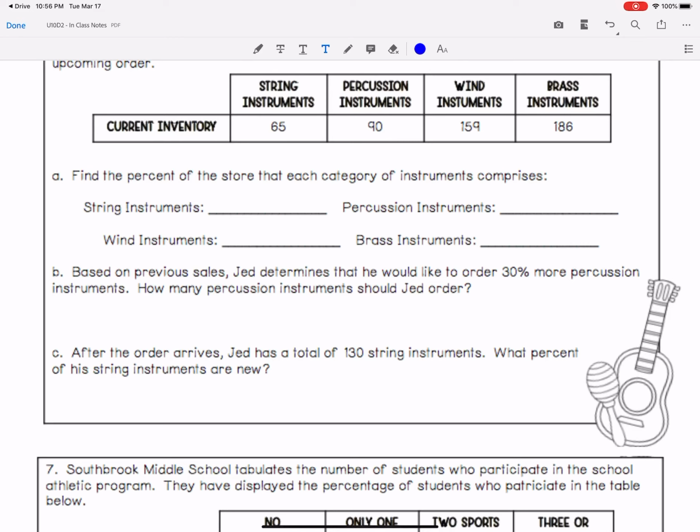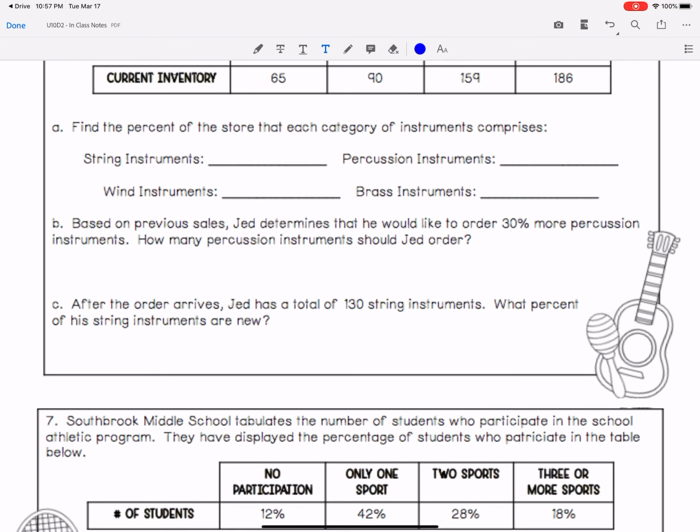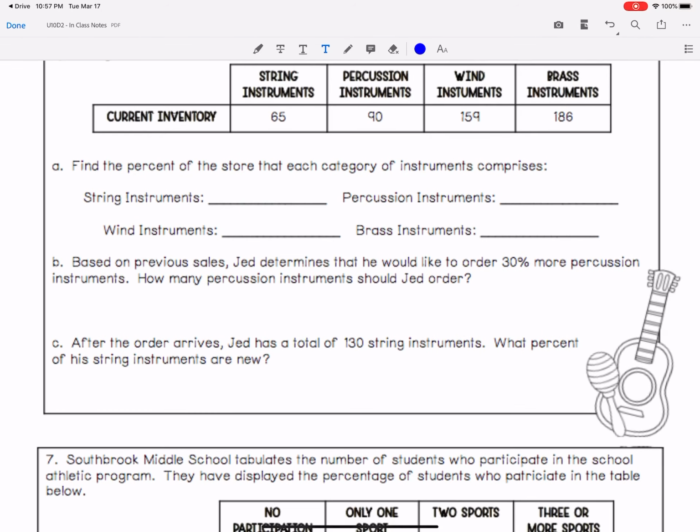This says current inventory. So string instruments, he has 65 right now. Percussion instruments, he has 90. Wind instruments, he has 159. And brass instruments, he has 186. Part A says find the percent of the store that each category of instruments comprises. So in order to do this, we're going to have to figure out how many instruments there are total.